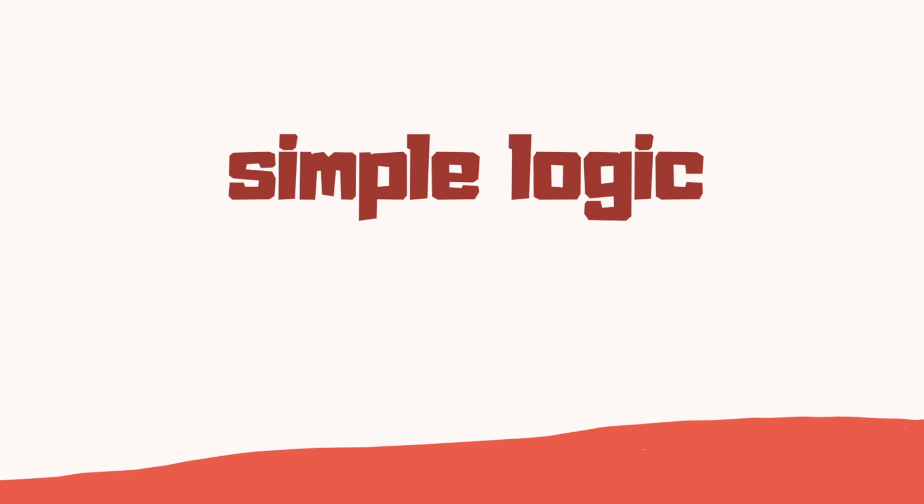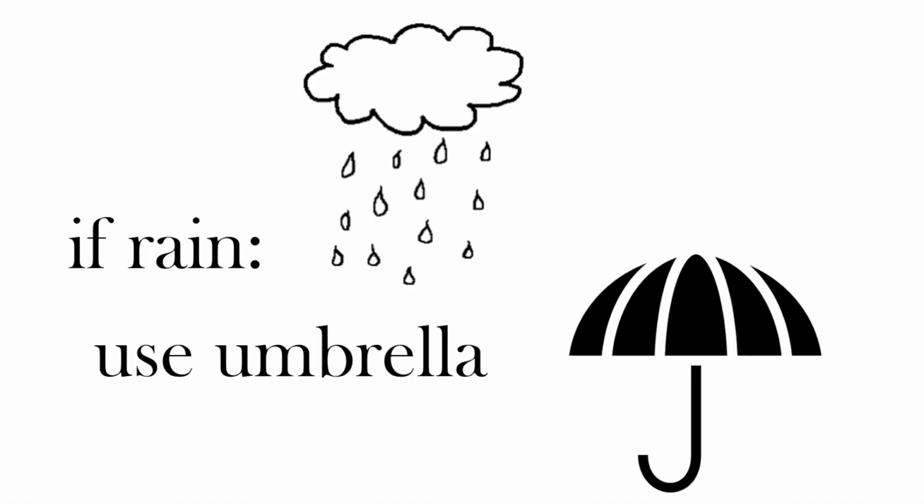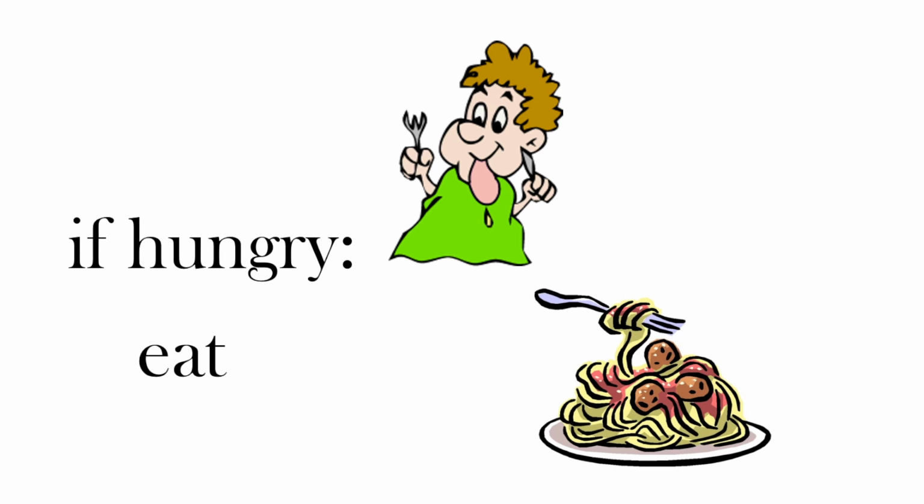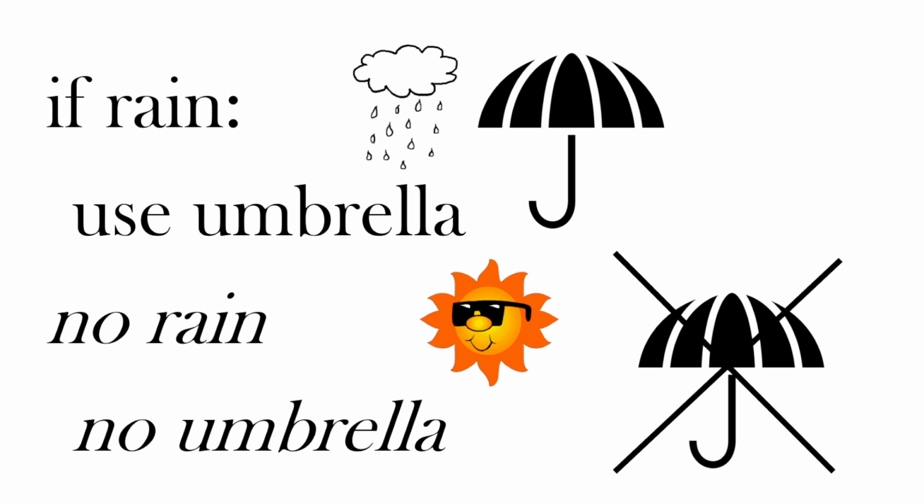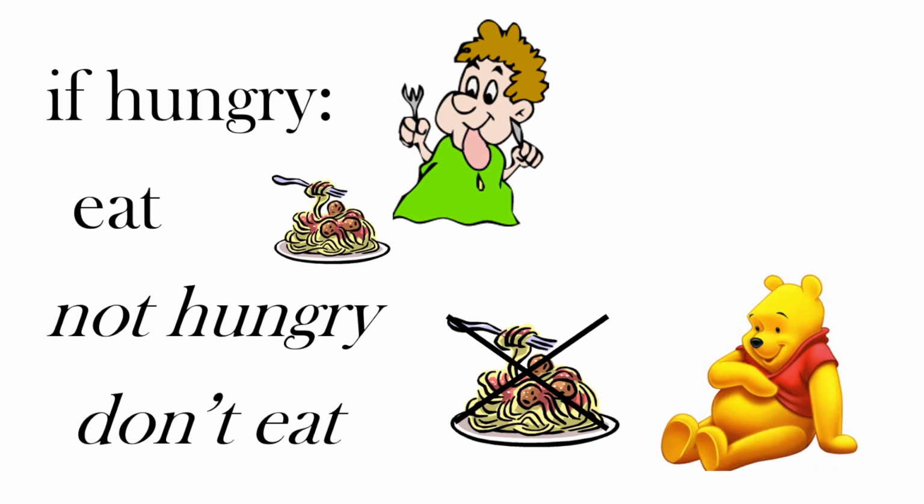Simple logic. If it's raining, use an umbrella. If you're hungry, eat something. If it's raining, use an umbrella. If it's not, you don't need the umbrella. If you're hungry, eat something. If you're not hungry, you don't need to eat anything.